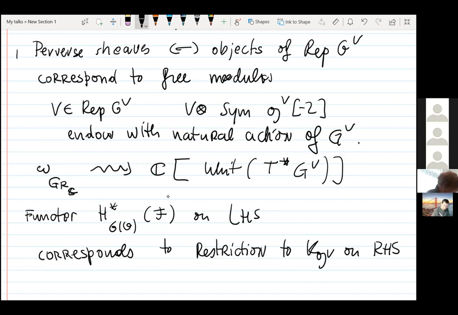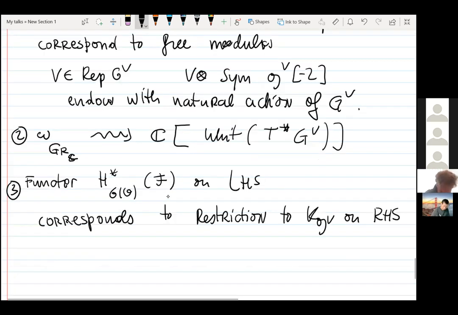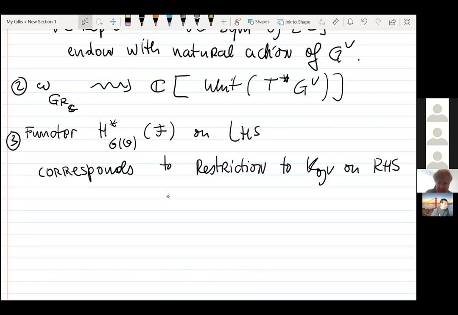Maybe there are three properties of this equivalence. So the idea is that this is the derived Satake equivalence.